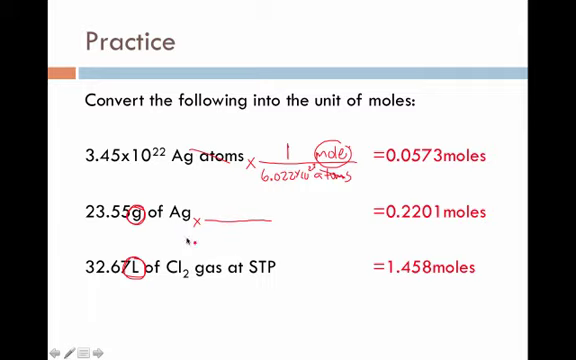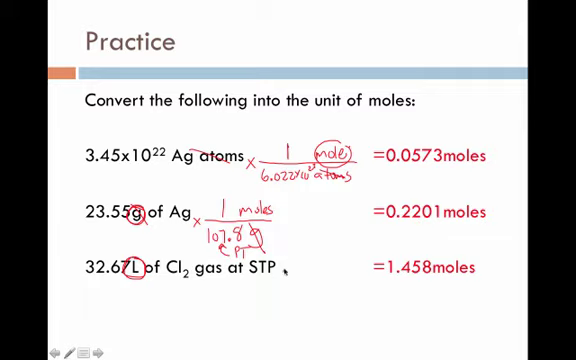If we want to convert from grams of silver into moles of silver, we need grams down here at the bottom so that grams cancel out. And again, we're going to have the unit of moles on the top. Well, this unit, unlike here, isn't just a number. This is something we have to look up on our periodic table. It turns out that there are 107.8 grams for every 1 mole, and this came from our periodic table. When you do that math, we end up getting an answer of 0.2201 moles of silver atoms.